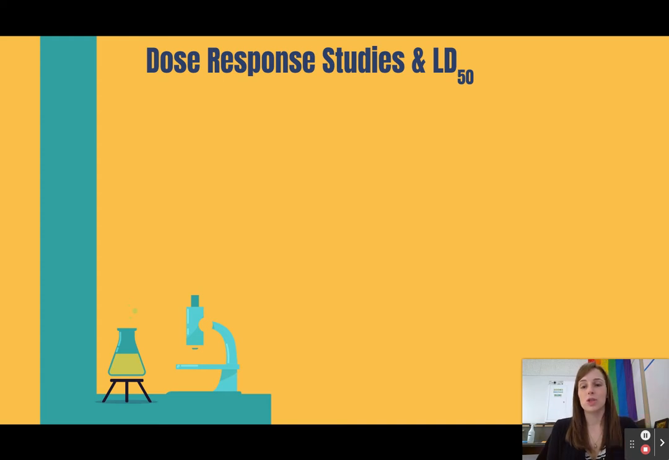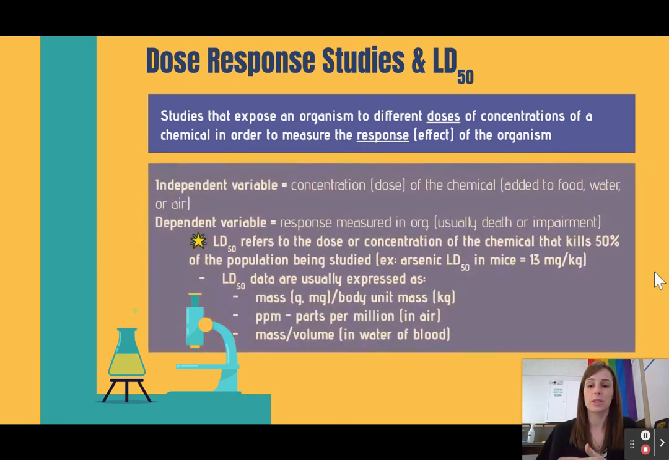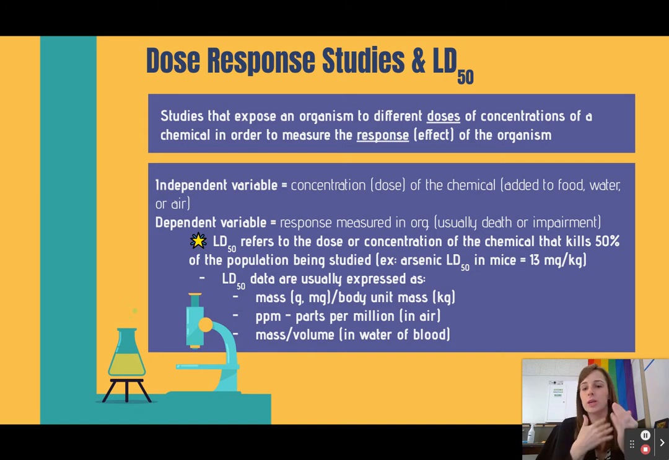So we're first going to look at dose response studies and LD50. These studies expose an organism to different doses, so different concentrations of a chemical, in order to measure the response, the effect that it has on that organism. When they're setting up this experiment, the independent variable is the concentration of the chemical, the dose, which is added to water, food, or air. The dependent variable is the response that's measured in the organism, usually death or some sort of impairment. So that's why it's called dose response. We give them a dose and we see the response.